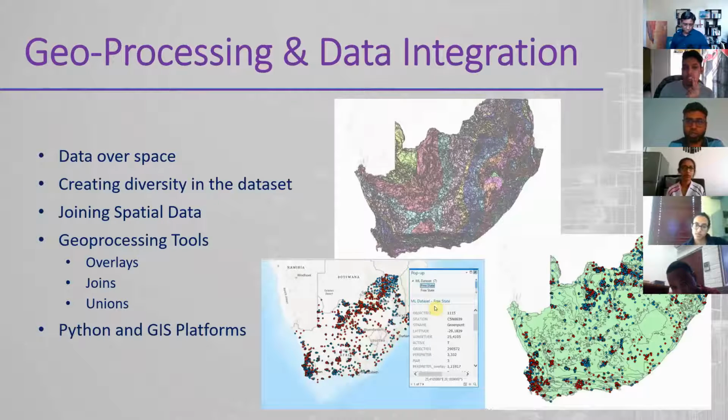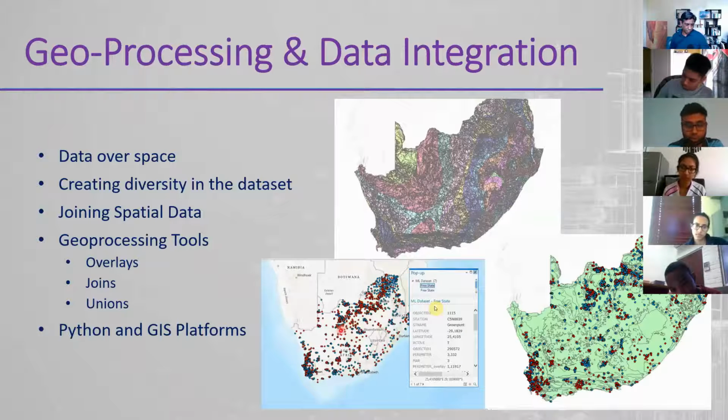Just to get into it a little bit more, what it actually is, is data over space. You guys can see my pointer. It's data over space. This was the original data set of borehole data that was available in South Africa, with the red representing problematic sites and the blue representing functional sites.